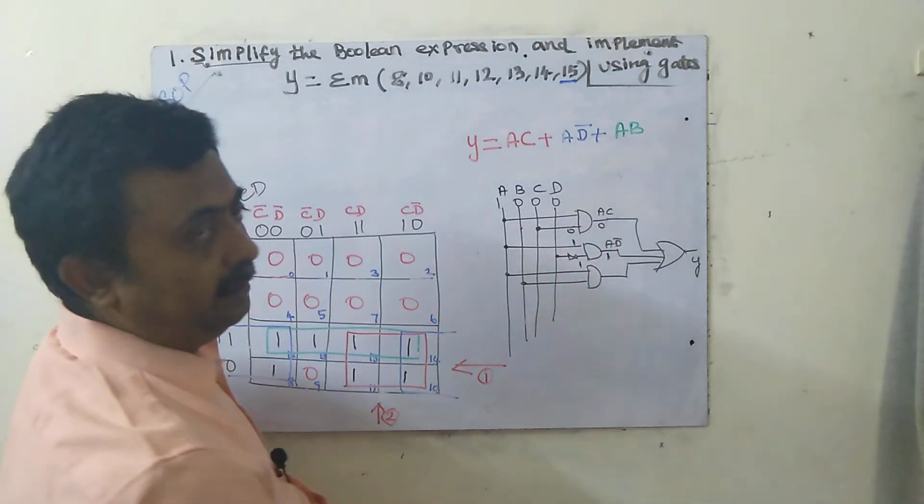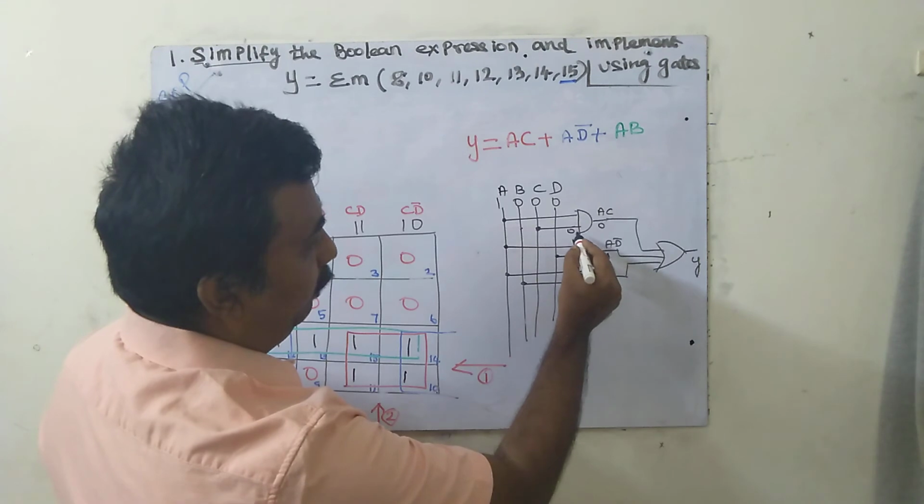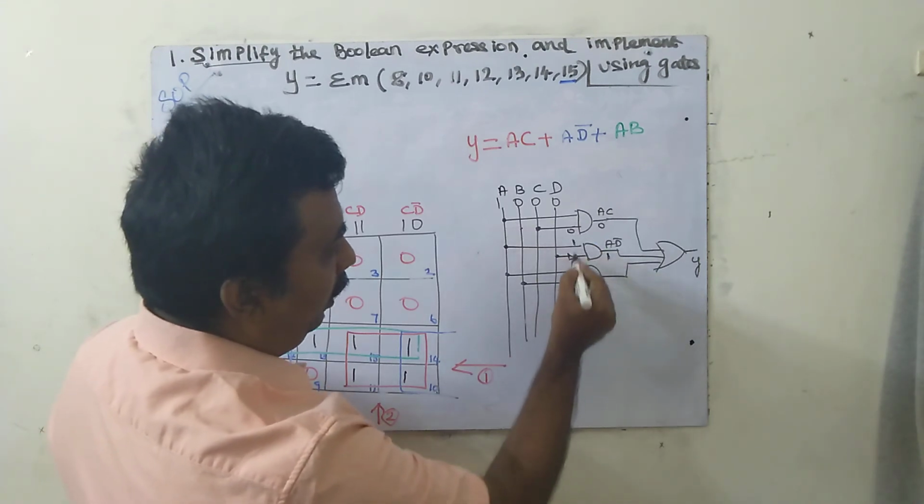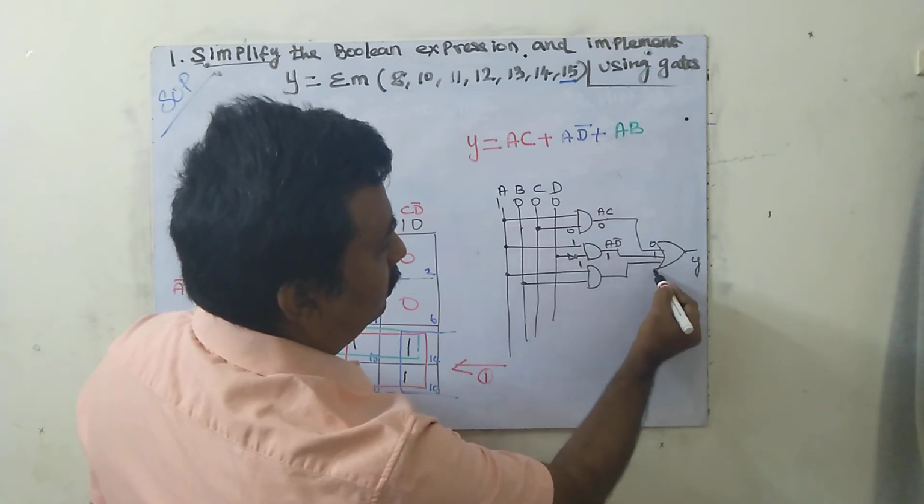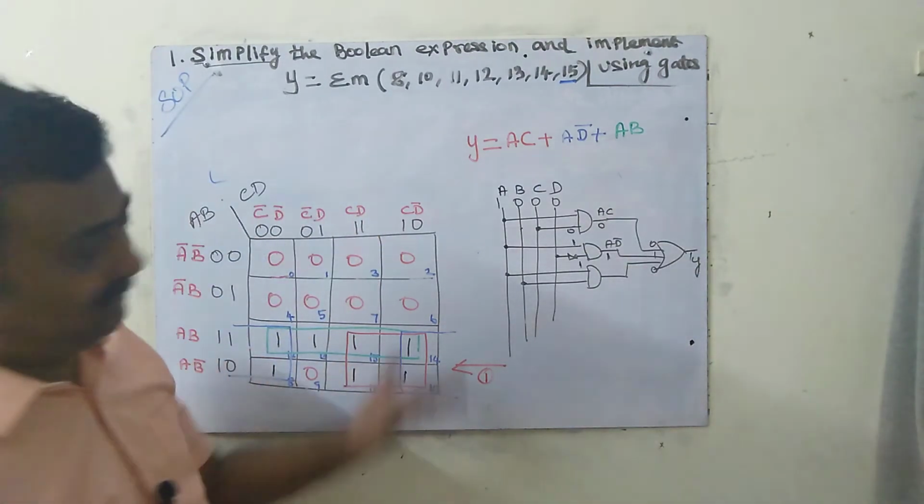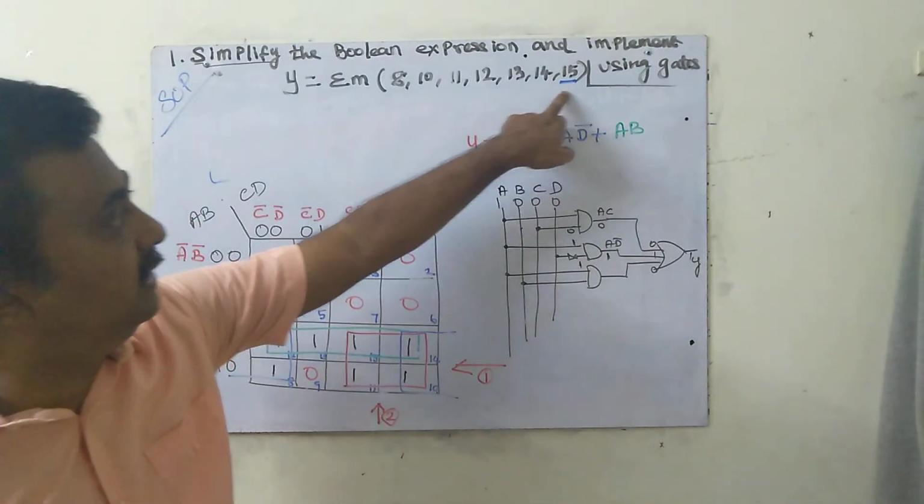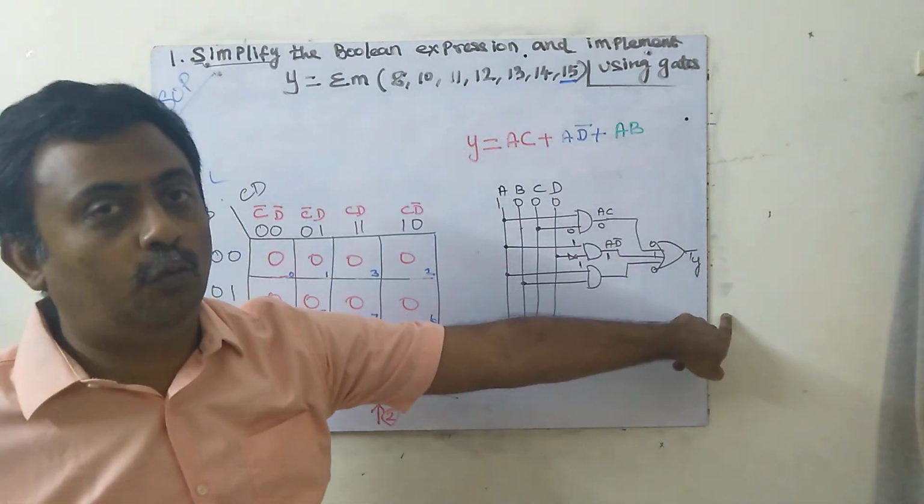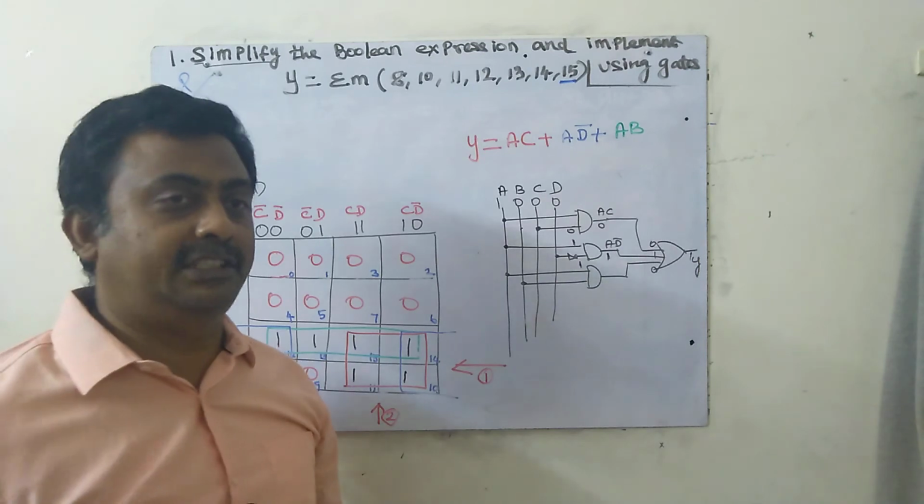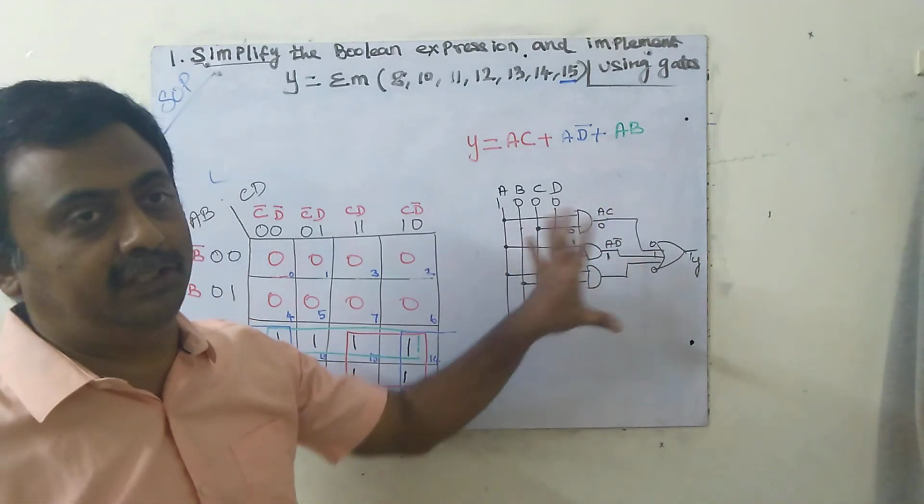So this will become 1. For an AND gate, if any one of the inputs is 0, the output is 0. If all the inputs are 1, the output will be 1. For an OR gate, with 0 1 0, the output will be 1. Simply you can check all those things. For these equivalent decimal numbers, if you check here, we will get output as 1. For all the other values, we will get 0. So this is the simplified equation.